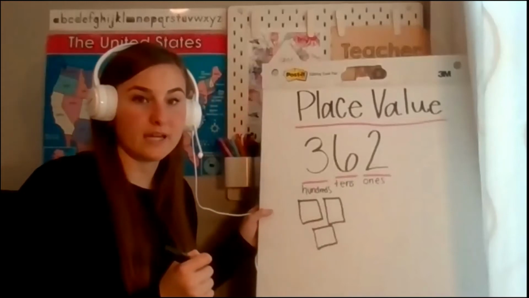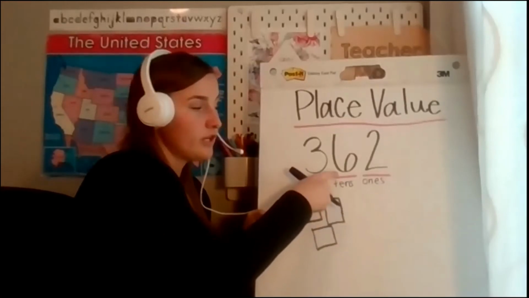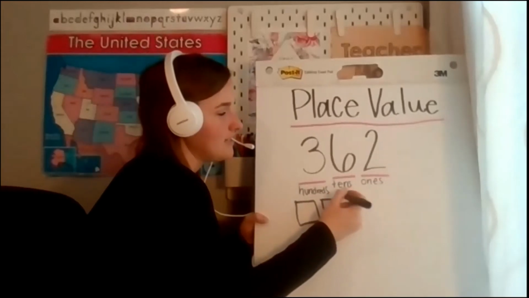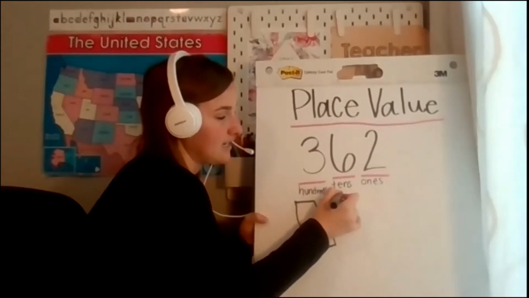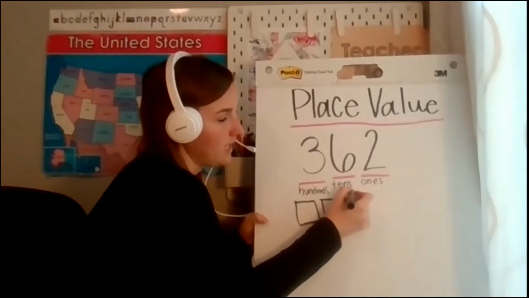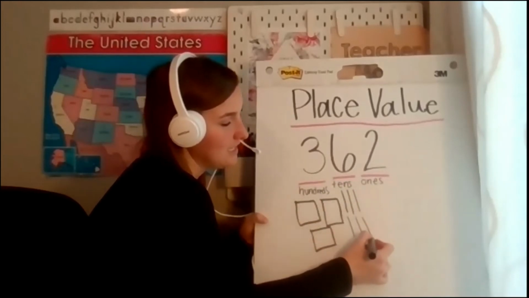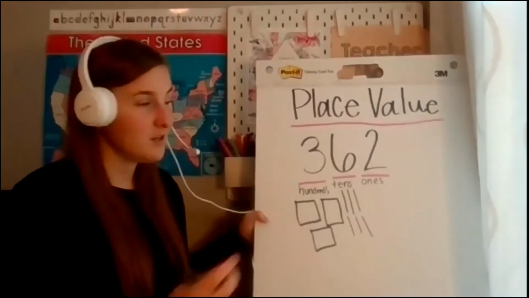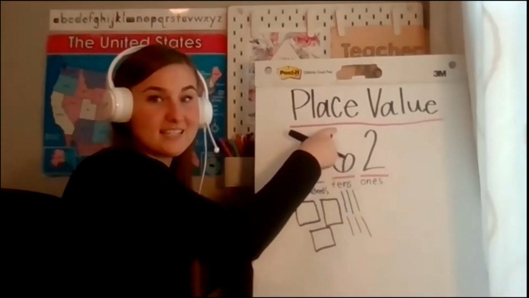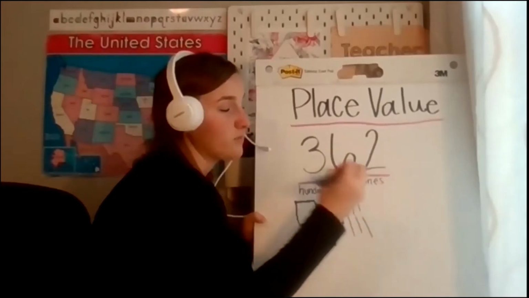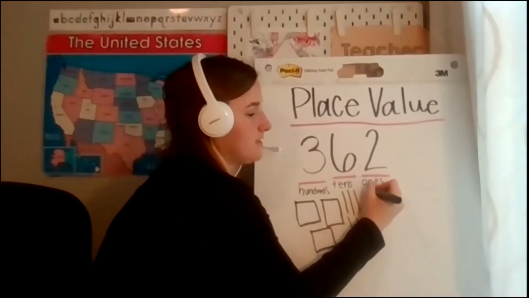So that's 300. And then we're going to draw 6 10 strips to represent 60. So 10, 20, 30, 40, 50, 60. Because this is not 6, this is 60 because it's 6 tens and 2 ones. We just draw little dots for our ones.